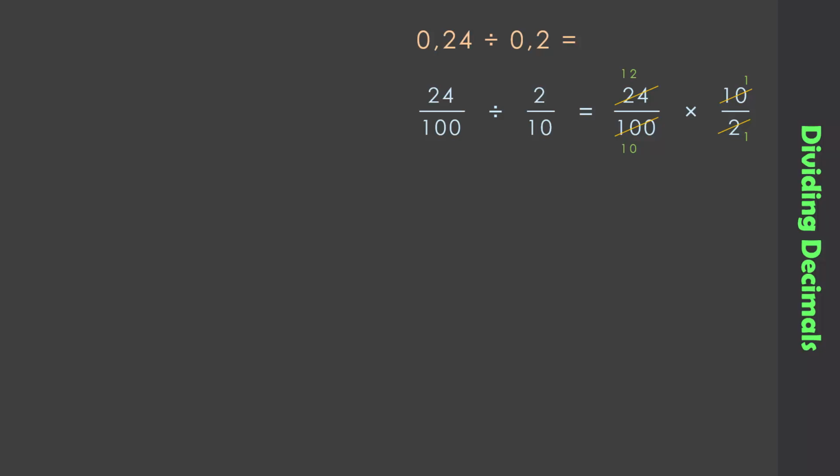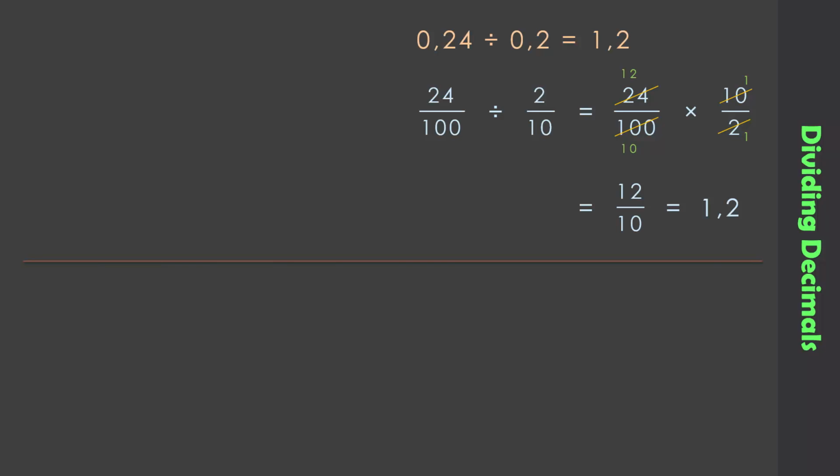Now let's see another numerator and denominator, 10 and 100. 100 is divisible by 10 and 10 also divisible by 10. So 100 divided by 10 equals 10 and 10 divided by 10 equals 1. So the result is 12 times 1 over 10 times 1 equals 12 over 10. We change 12 over 10 into decimal. 10 has only 1 zero. So there is 1 digit after decimal point. 12 over 10 equals 1.2. So 0.24 divided by 0.2 equals 1.2.